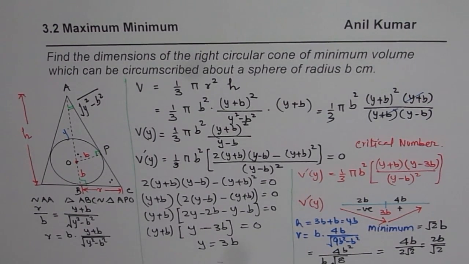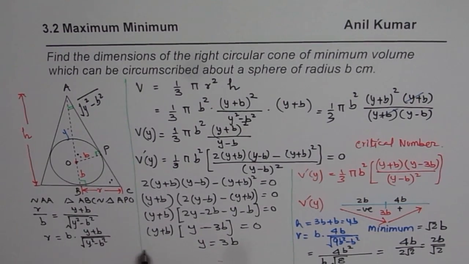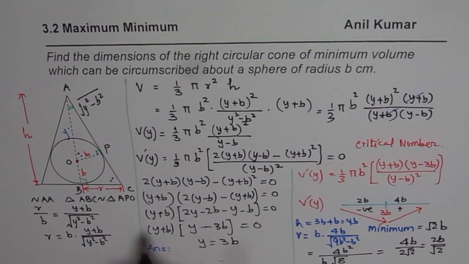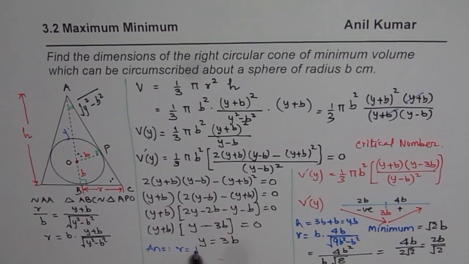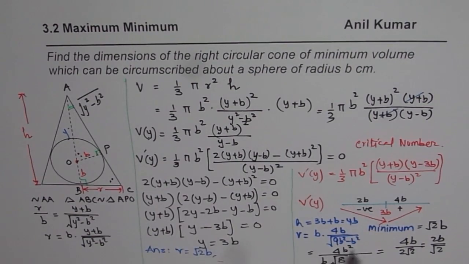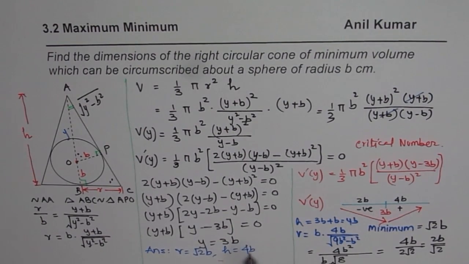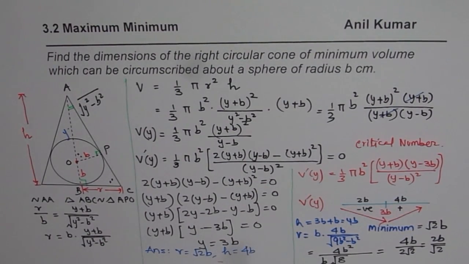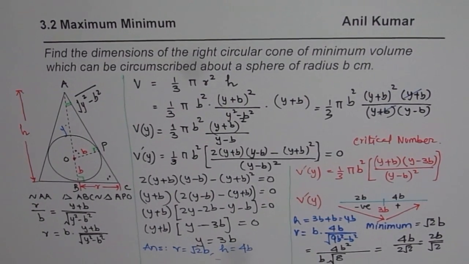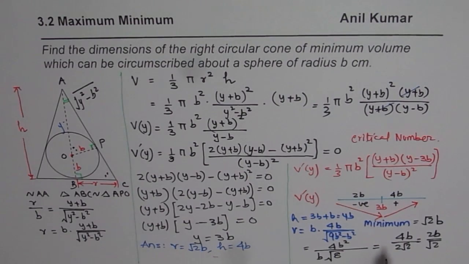So we can write down now our answer, substituting these values, that the cone radius will be equal to square root 2 times b, and the height of the cone will be equal to 4 times b, where b is the radius of the sphere, right? So I hope these calculations are very clear. They are kind of intricate calculations, kind of difficult. So go through it once again, and then we'll take one example. We'll put some value for b so that it becomes easy to understand. I hope that helps. Thank you, and all the best.